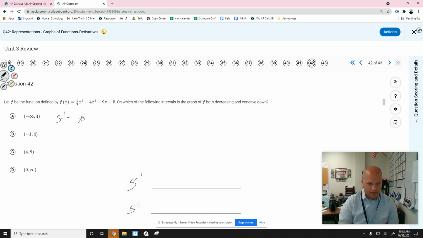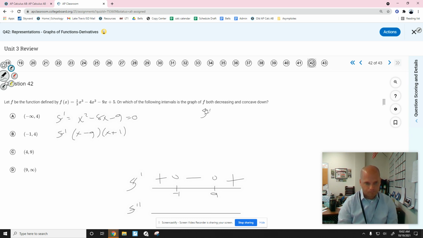Okay. I get x squared minus 8x minus 9. When does that equal 0? Or undefined. X minus 9, x plus 1. So negative 1, 9. That's f prime. That's when it equals 0. Positive, negative, positive. Just get it out of the way.